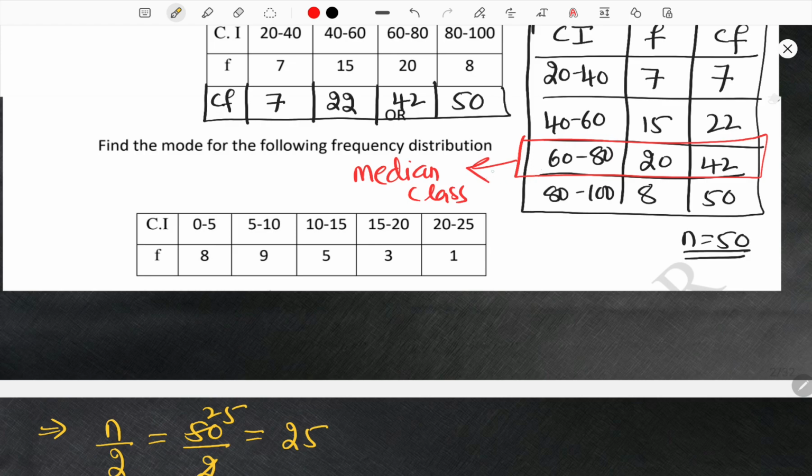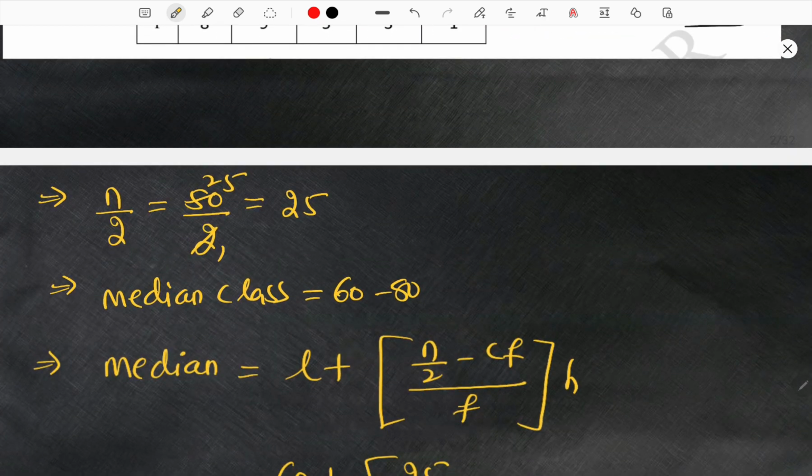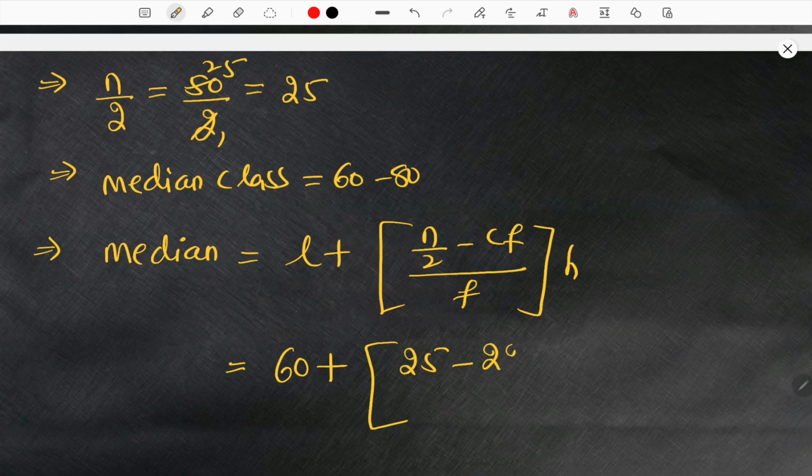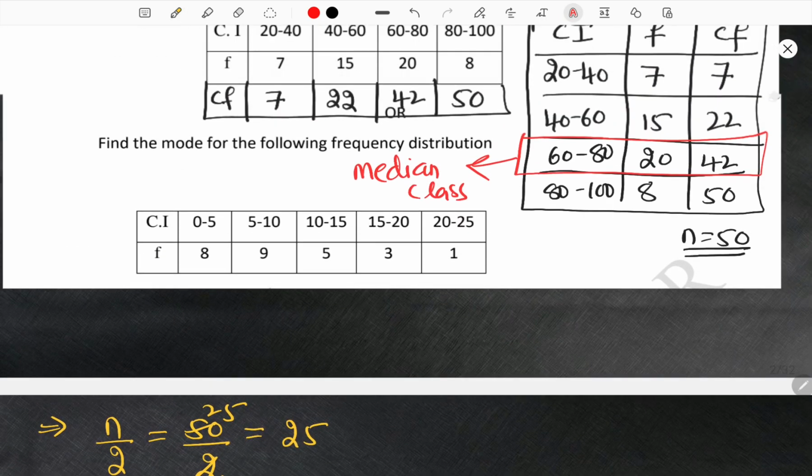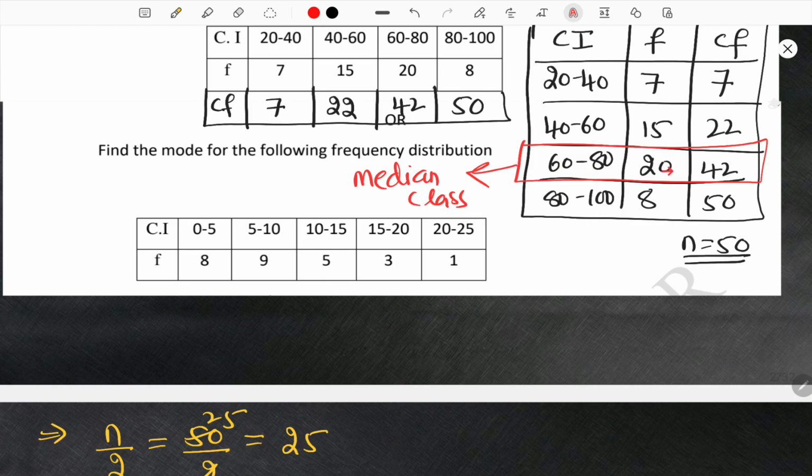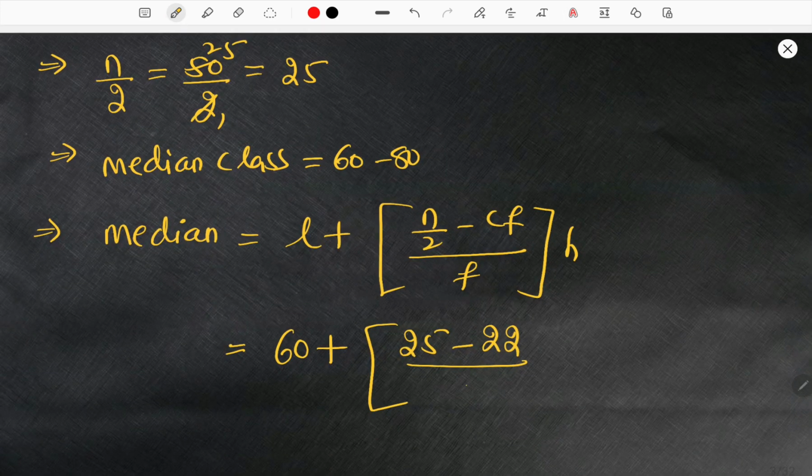Minus CF means the cumulative frequency of the class before the median class. 60 to 80 is the median class. Before this, which class is there? 40 to 60 is there. So what is the cumulative frequency? 22. So you are supposed to write CF as 22. Then divided by F, which is the frequency of the median class. The frequency is 20. So I am going to write it as 20.